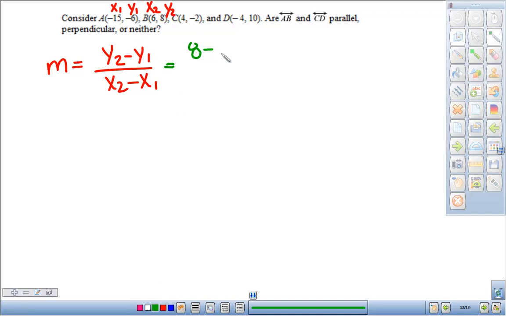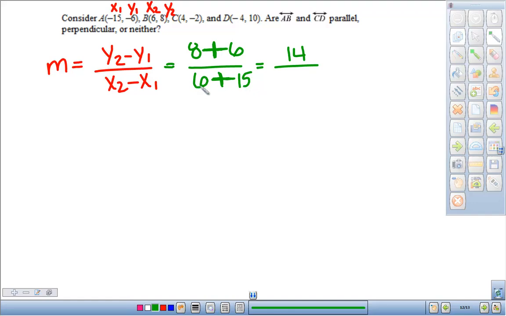Okay, so y1 is -6. I already have a minus because of the formula, and this is negative. So minus a negative actually changes it to plus. Okay, x2 is 6 minus, and then x1 is -15. And again, minus a negative changes to plus. So 8 and 6 is 14.